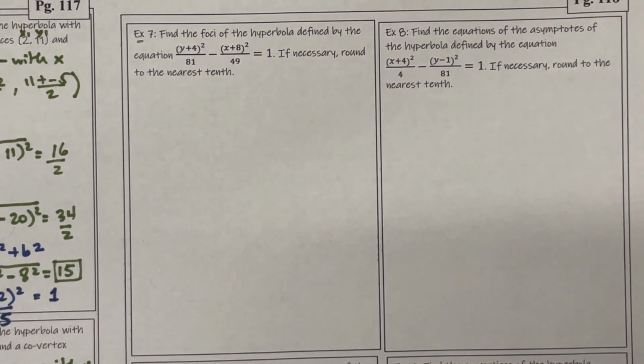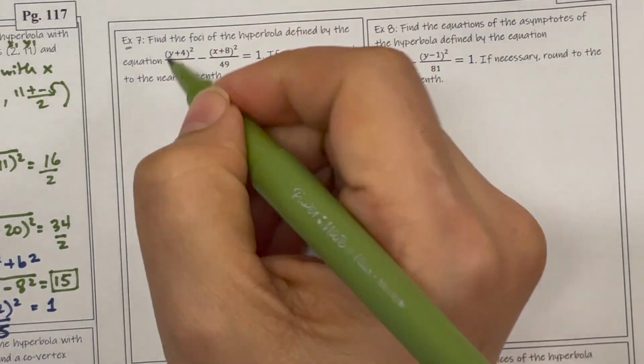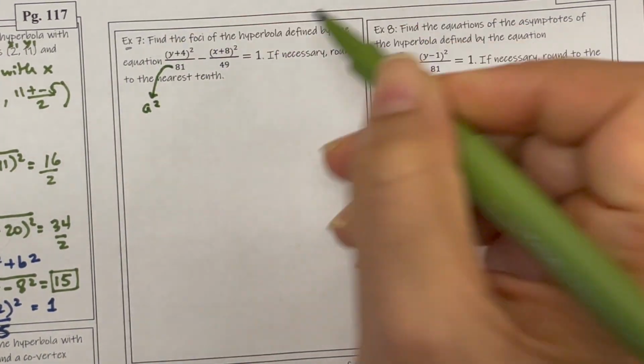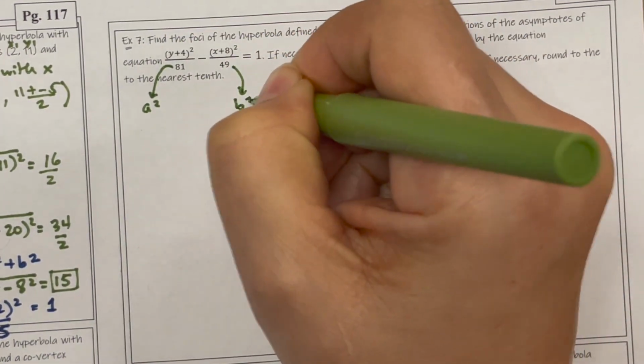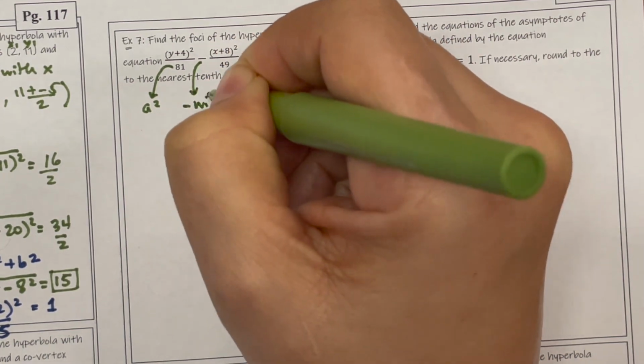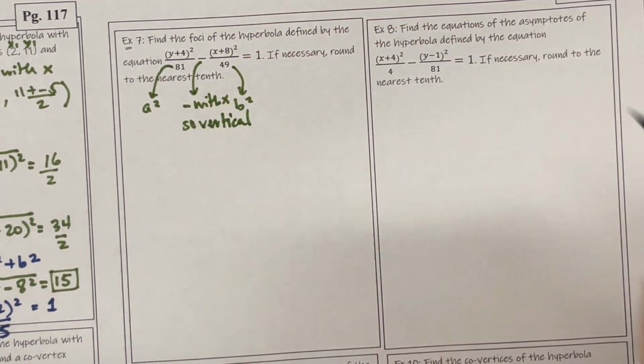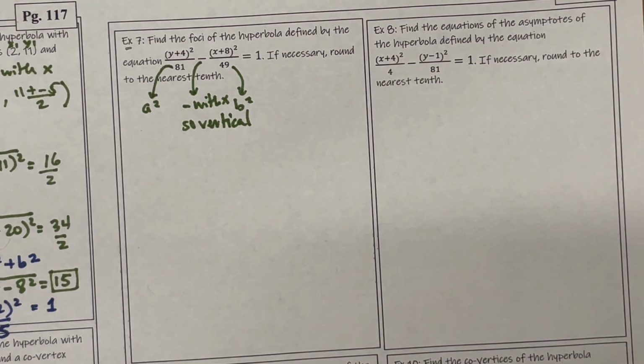All right, so find the foci given the equation. From the equation, what do I know? I know that's a squared. What else do I know? I know that that's b squared. And then I know that the negative is with x, so the opposite is going to make it vertical.